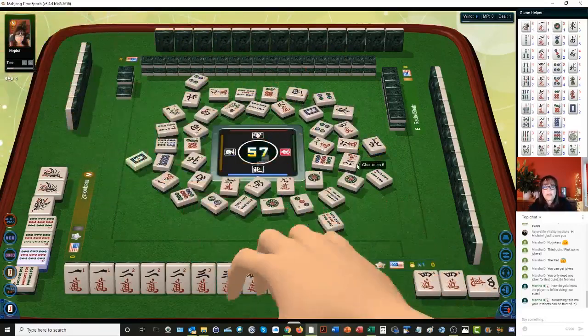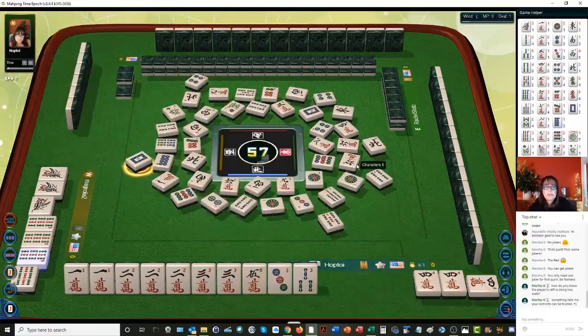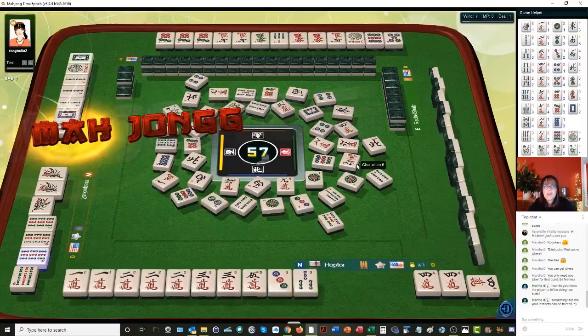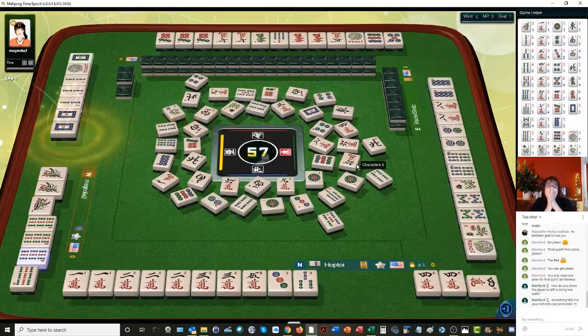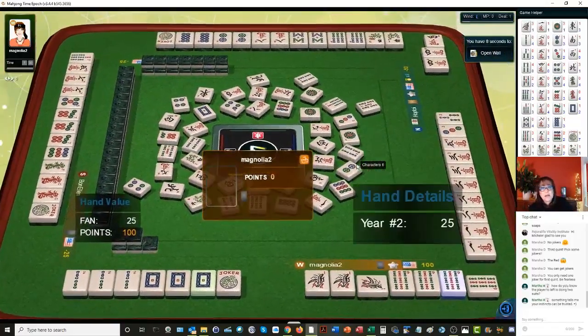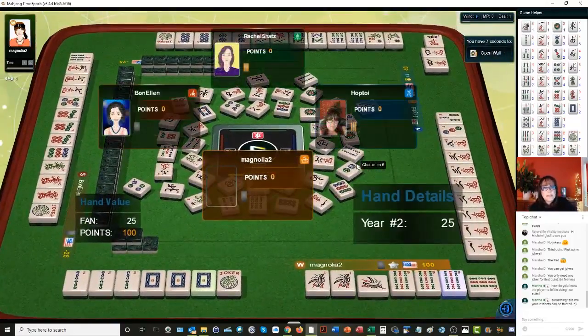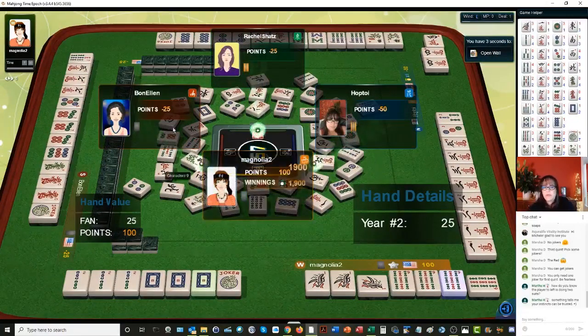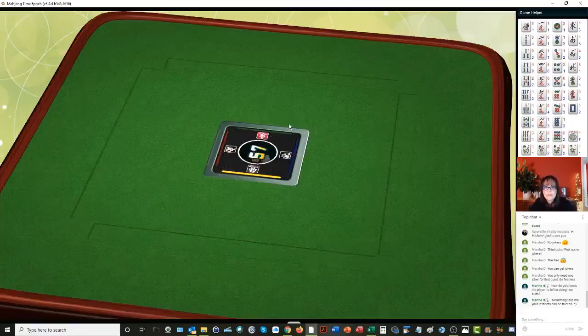Ooh, white dragon. I'm going to get rid of that right now. White dragon. Let's see if they picked it. Mahjong. Oh, they got it. Oh, and they were in one suit, Martha. You were right. I was not right. This is indicative of my losing streak at the moment. So here we go. I have losing streaks just like everybody else.